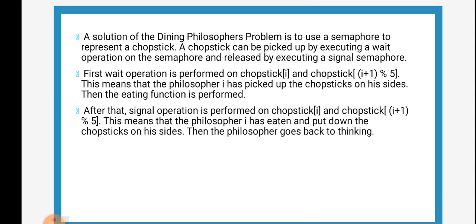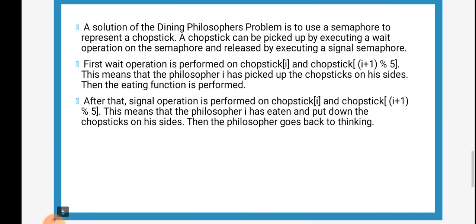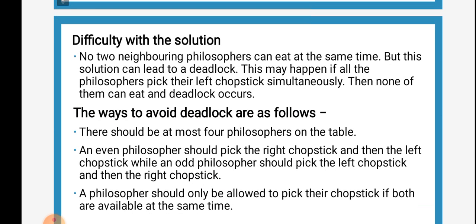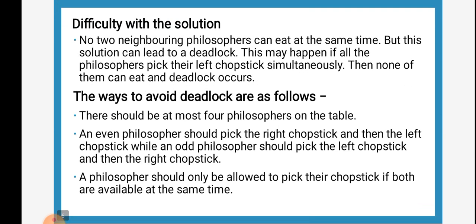I have already explained the solution, and the difficulty also. So how are we going to avoid the deadlock here? There should be at most 4 philosophers at the table, as we have mentioned. But the problem is that there are already 5 philosophers, and we cannot place only 4 philosophers. So this is not done here.